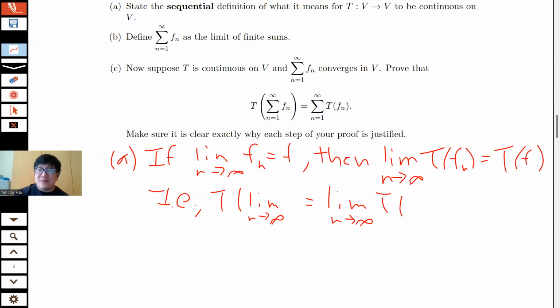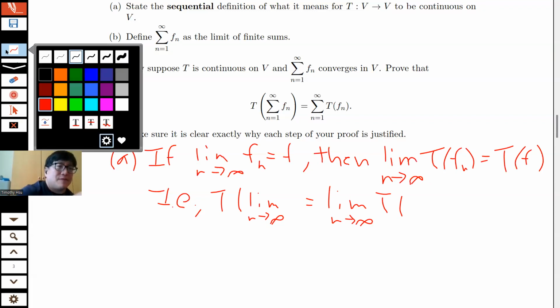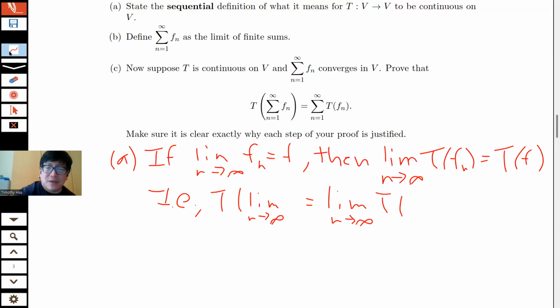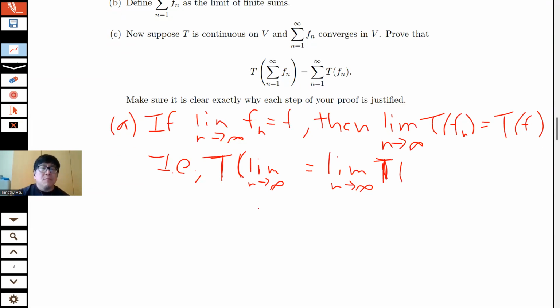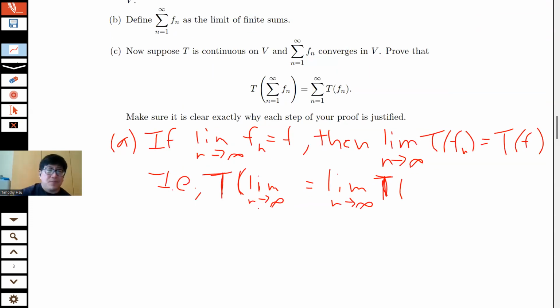So remember that was something we talked about for the sequential definition of continuity for ordinary functions, and the same kind of thing works for functions with more complicated inputs and outputs. Continuity means you can switch limits and you can push a limit inside a function.